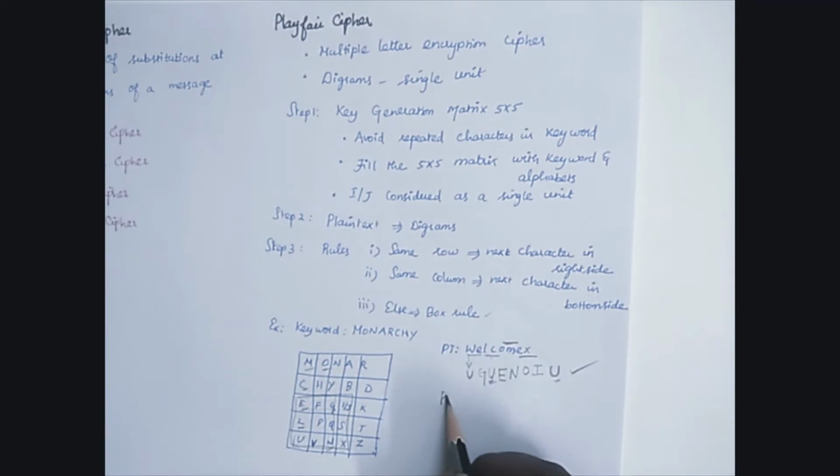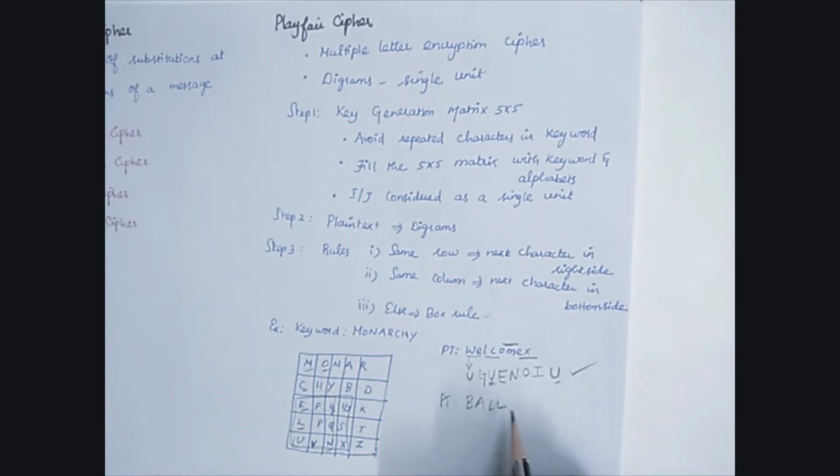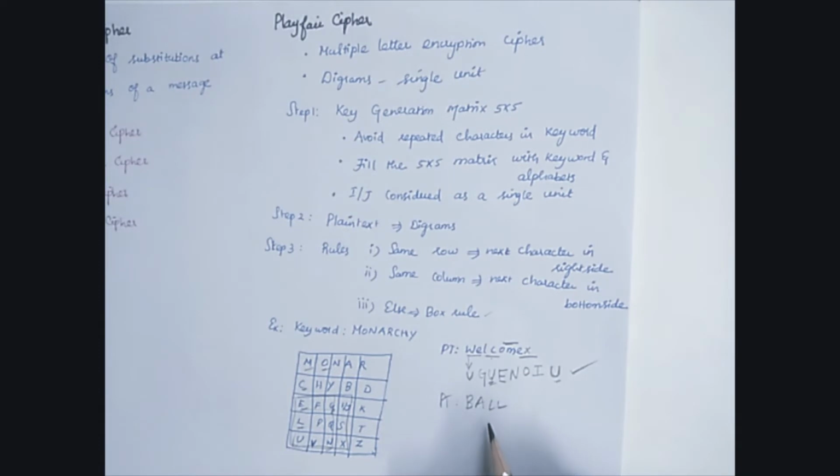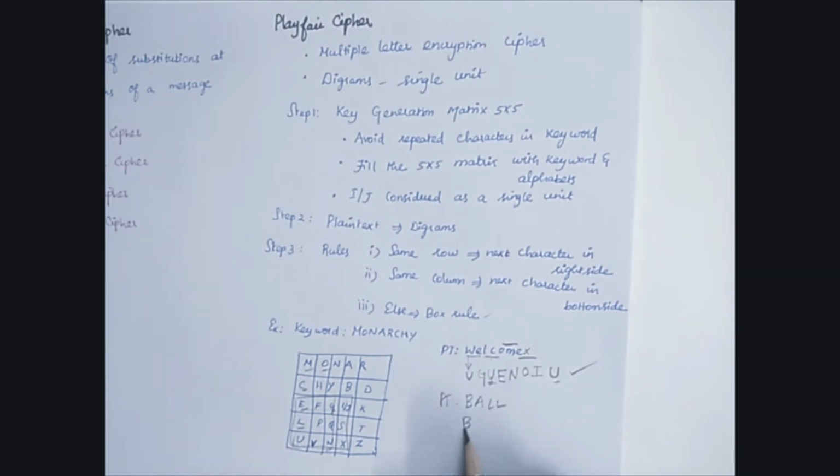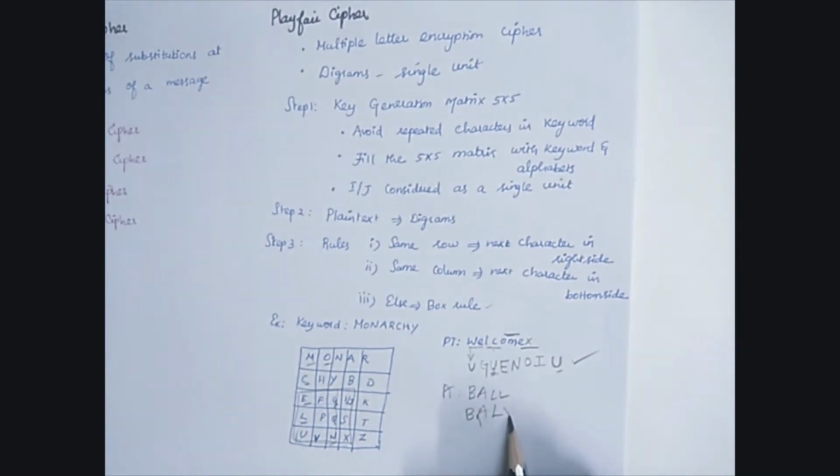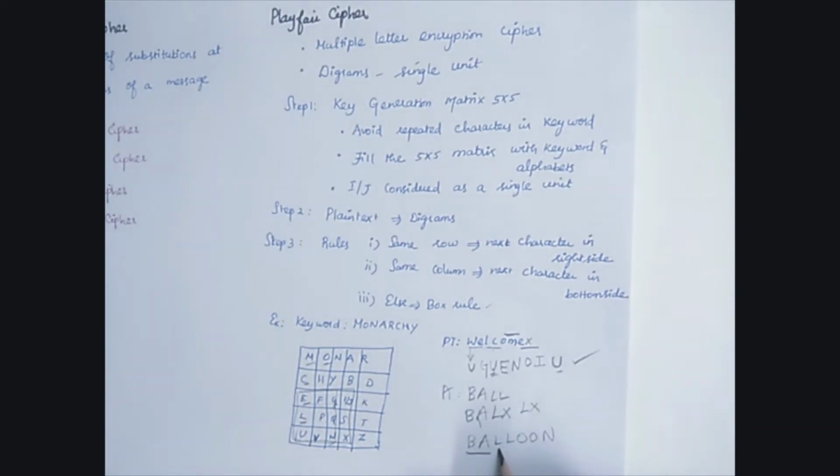If your plain text is like BALL, we need to avoid the repetition of characters, so BALX. Gap fillers are to be used. Here the gap filler is X: BA, LX, LX. If the plain text is balloon, then BA is taken. For L, to avoid the repetition of characters, gap fillers will be added, LX. Then the L will be included with the next character O, so LO, ON.